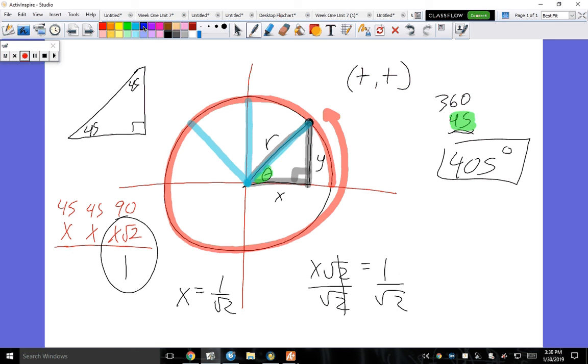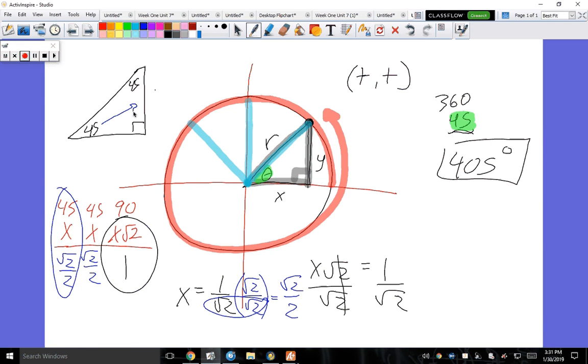What do we do? We rationalize the denominator by multiplying by a form of 1. This becomes 2, and it's root 2 over 2. Isn't that the exact value for sine of 45 degrees? Yes, and we're getting to that. This is where all this comes from. So look, x is root 2 over 2. So this would be root 2 over 2. This would be root 2 over 2. So opposite from 45 is root 2 over 2. Opposite from this 45 is root 2 over 2.